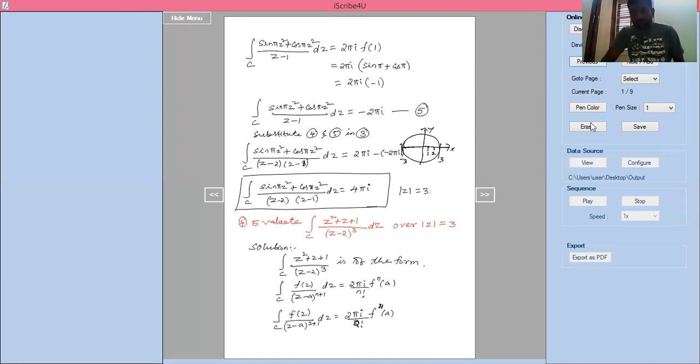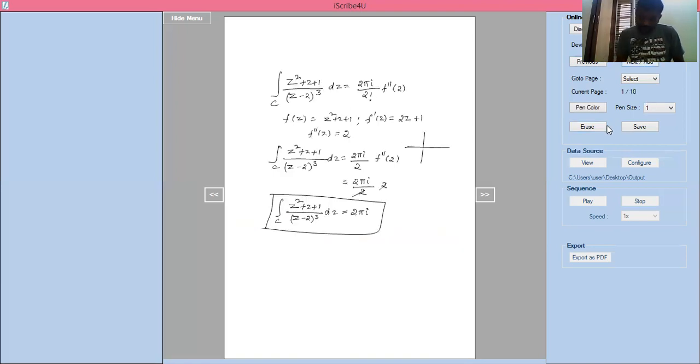Sorry, here I have to draw this on this side. Here we can take the circle of radius 3 units. Here this is 1 and this is 2 and this one should be 3. So all the points 1, 2 lie inside the circle. Here a is nothing but 2. A lies inside the circle.